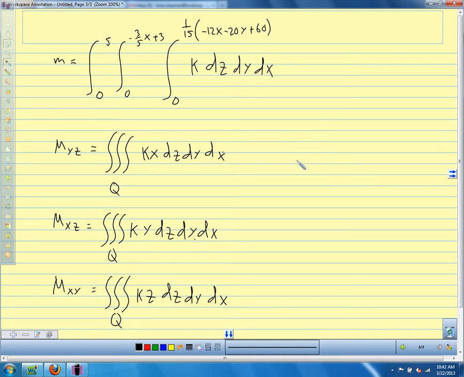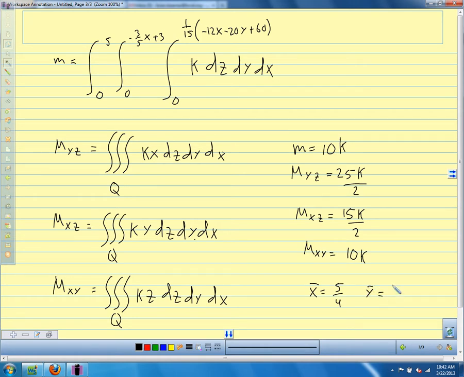If I evaluate all of these, you should end up with mass equals 10 times our constant density, m sub yz is 25k over 2, m sub xz comes out to 15k over 2, m sub xy is 10k, and x bar is 5/4, y bar is 3/4, and z bar is 1.